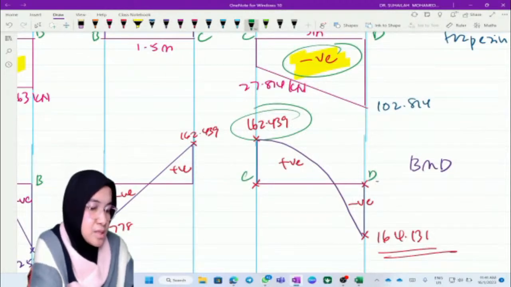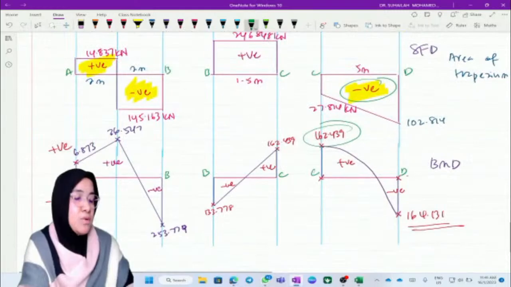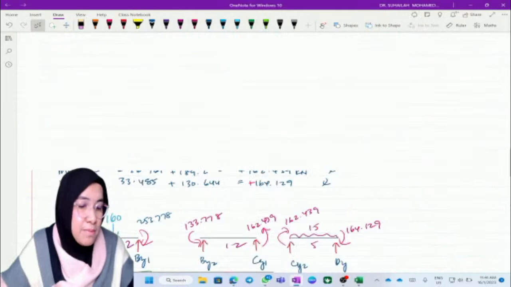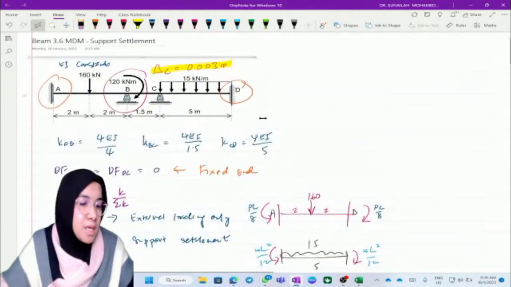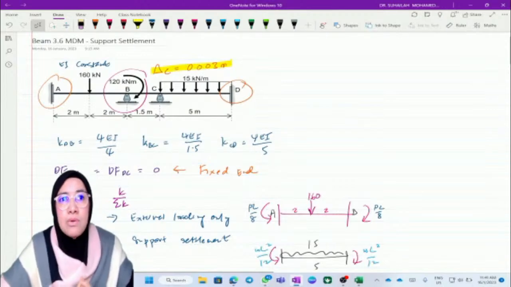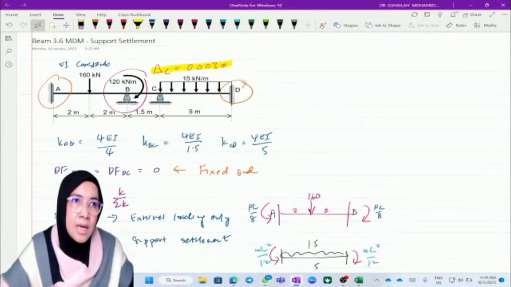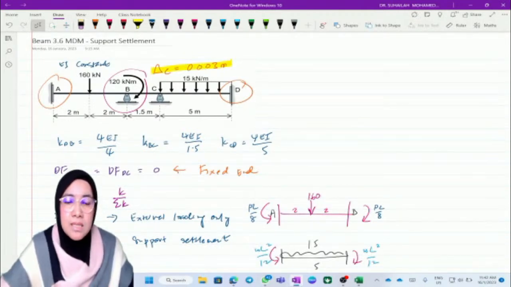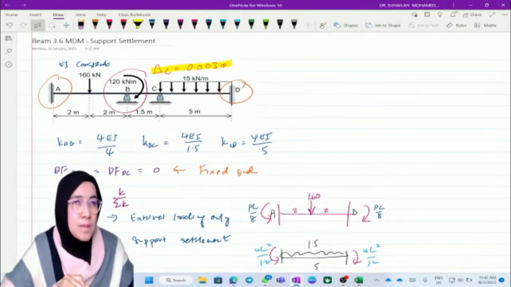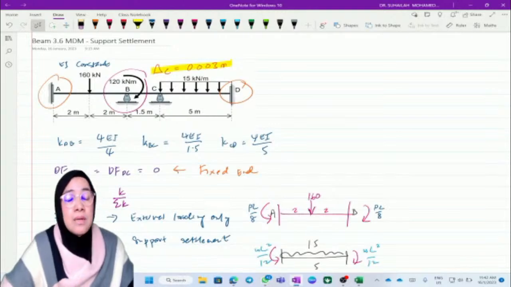So this is for member CD, and this is for member BC. This is the full solution of this beam. Of course, if we don't have applied moment at B, it is easier if we just analyze in one table. We combine FEM due to external loading and support settlement earlier.